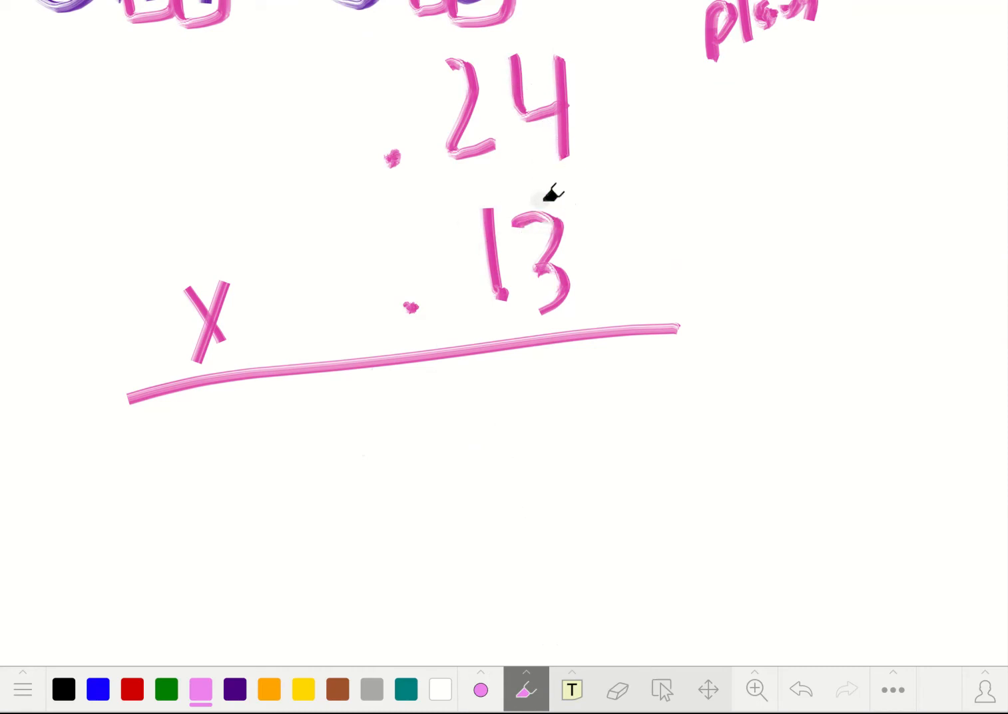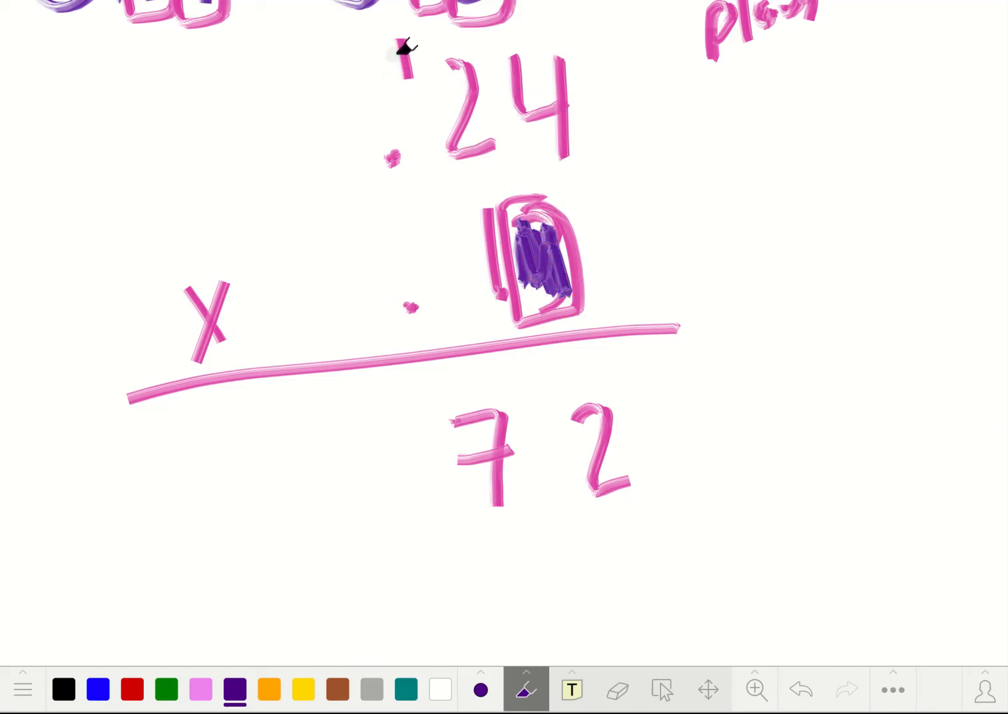So first, we're going to multiply the 3 times each of the digits. So 3 times 4 is 12. Regroup the 1, 2 down here. 3 times 2 is 6. 6 plus 1 is 7. Now we're done with the 3. Let me scribble that out. We're done with this 1. Scribble that out. We're going to multiply.